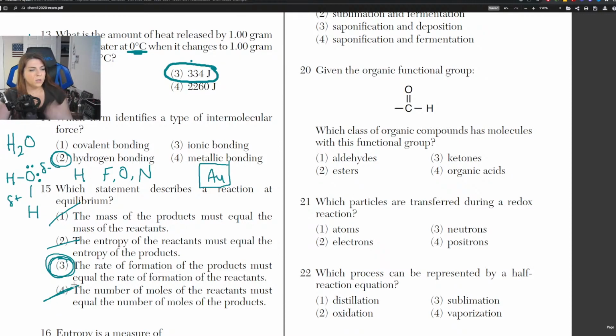So in a chemical equilibrium, the rate of the forward has to be equal to the rate of the reverse. And if that is true, then concentrations or number of moles would remain constant. They don't have to be equal to each other. It's just that if this is 2 molar and this is 5 molar, it's going to stay 2 and 5 because one of the reactions is not overpowering the other.